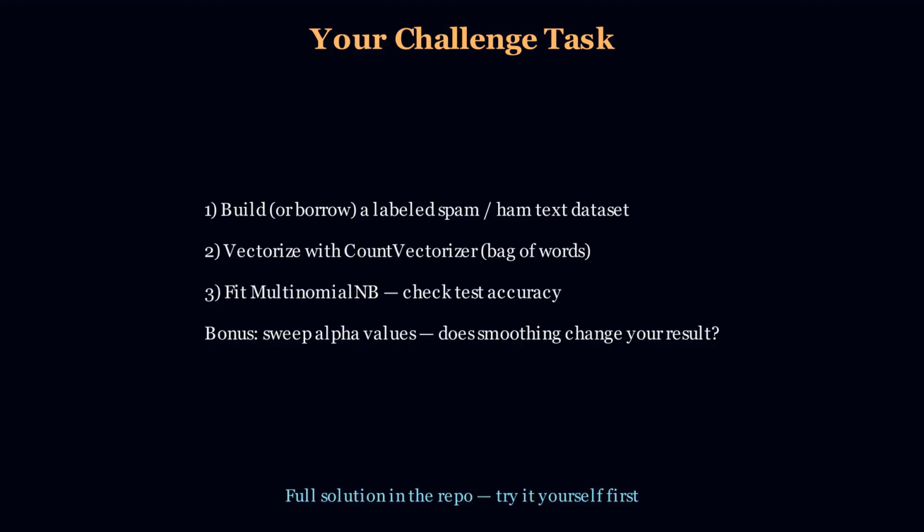Your challenge task for this episode. Build a small labeled dataset of spam and ham text messages. Task 1. Vectorize it with CountVectorizer and fit MultinomialNB. Task 2. Check test accuracy on messages the model has never seen. Bonus. Sweep the alpha parameter. Does smoothing actually change your result? Try it yourself first. The full solution is in the repo.